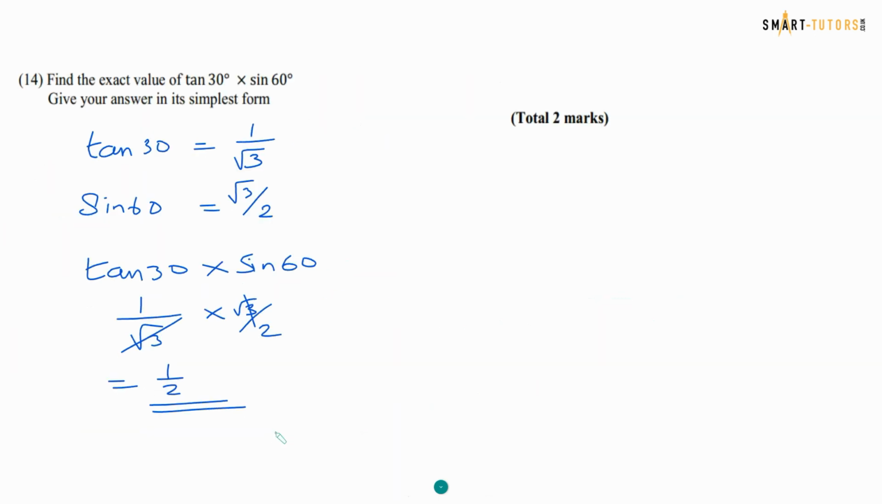Question number 14. Find the exact value of tan 30 and sin 60 multiplied together. So you have to find the method to work out exact trig values. If you see our topic revision guides, there's a method to memorize all the standard angles: 30, 45, 60, 90 and 0. You must know all these primary angles. Have a look at that and come back here. Tan 30 equals 1 over root 3, sin 60 equals root 3 over 2. If you multiply together, root 3 cancels, and 1 over 2 is the answer.